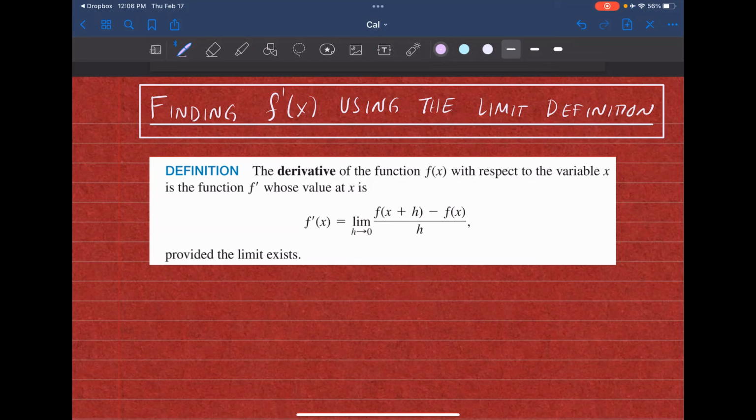In this video, we're going to look at how to find the derivative of f using the limit definition. So we all know that this is the limit definition to find f prime, in other words, the derivative of f given by this definition, assuming that the limit exists. So let's go ahead and see if we can do an example finding the derivative using this limit definition.